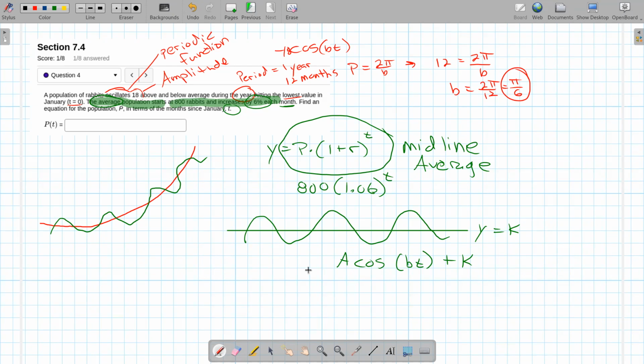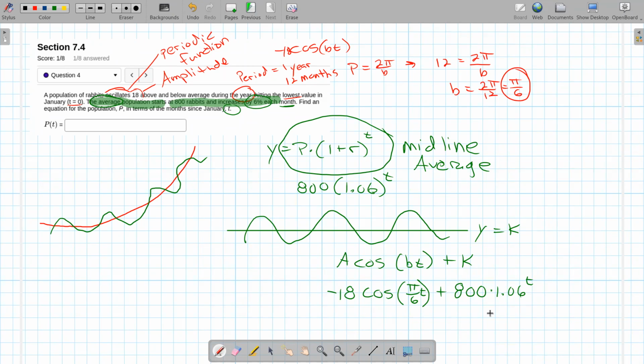to the power t. So putting that all together, we've got our A is negative 18. We chose cosine to start off at the minimum because of the negative. We found B was pi over 6. And then K, according to this new kind of average, is 800 times 1.06 to the power t. Oops, I forgot my t over here. Cosine of pi over 6t. So this gives us the oscillation, and this gives us the new average right there.